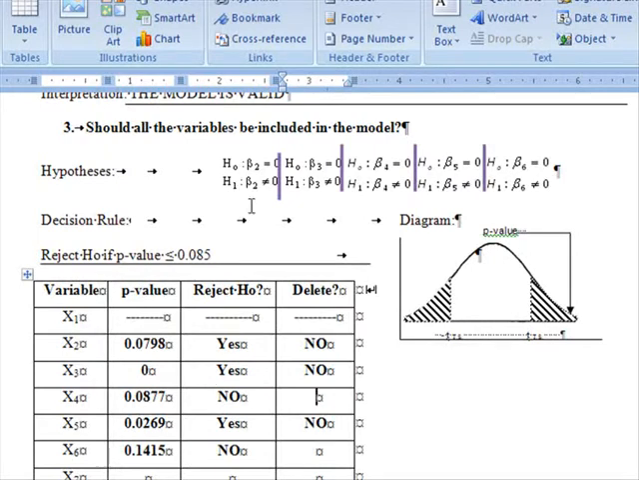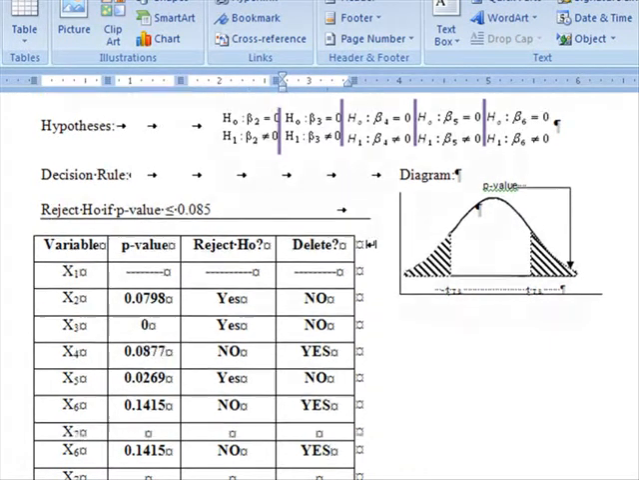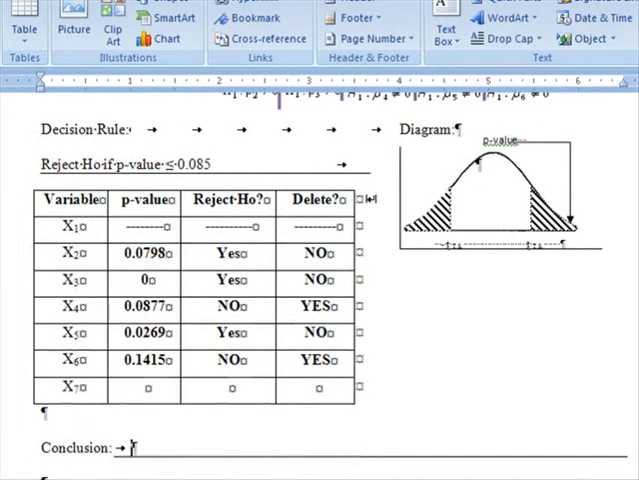Now, if we fail to reject, in the case of x4, we're failing to reject H0. So we're assuming that this is correct, which means that the beta equals 0. If I go back to my equation, it would be like saying 0 times x4. And that doesn't make sense, so we're going to delete that variable from the model. And therefore, your conclusion here is we're going to delete x4 and x5 from my model.